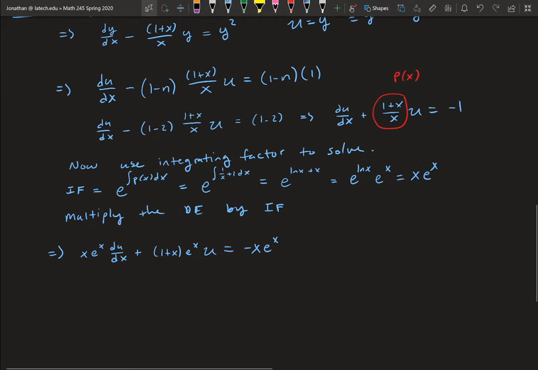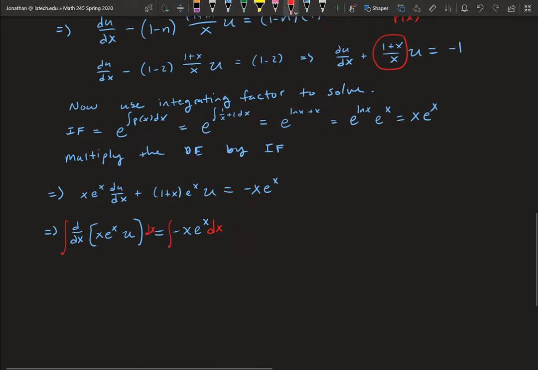And what do we know? We know on the left the product rule always becomes d/dx of integrating factor times u. So it's always integrating factor times the dependent variable, or whatever we're treating as the dependent variable. Here we're treating u as the dependent variable. On the right, it's just negative x e to the x. So now we do the integral on both sides with respect to x.